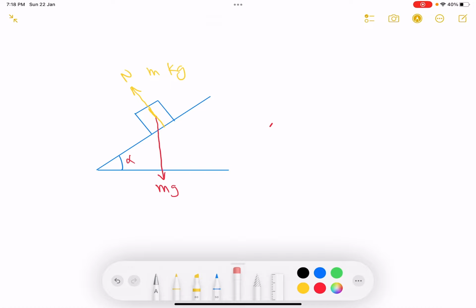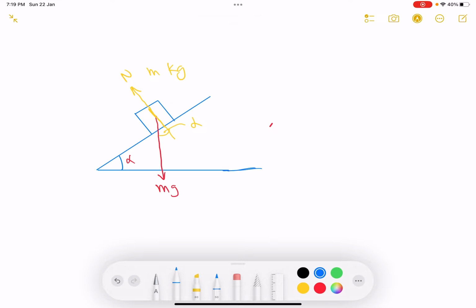Now see, as I said, the angle between these two, I would like to extend this angle, just as I explained to you right at the beginning, is also alpha, because mg is perpendicular to the horizontal plane, and this n is perpendicular to the inclined plane. So the angle between them is alpha.